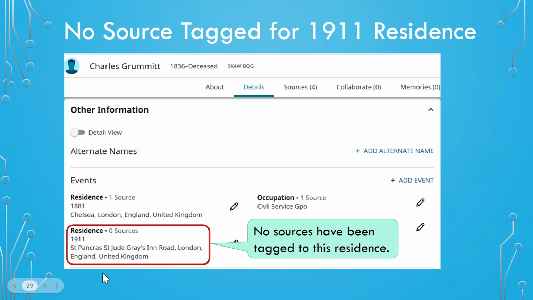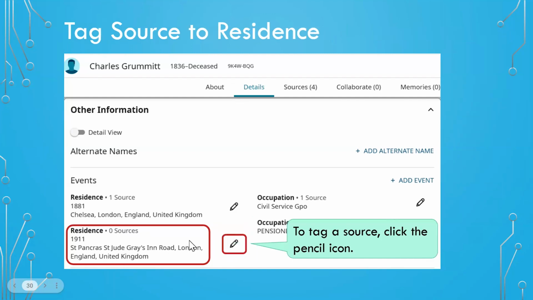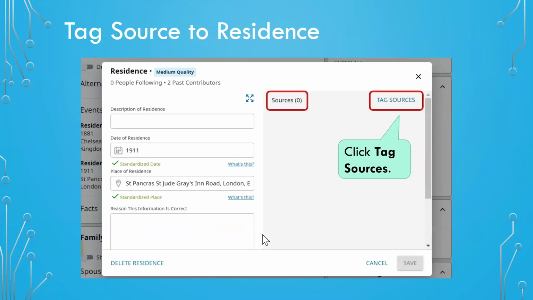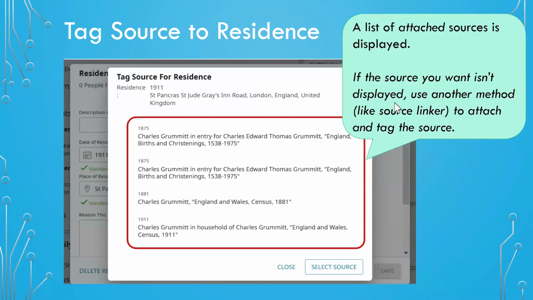Fortunately, it's super easy to tag a source to a bit of information. What we want to do, and you're probably noticing the pattern, is click the pencil icon. Once we do that, we get into the regular screen, but notice there's no sources listed. So we want to click Tag Sources. Then we get a list of attached sources, meaning sources that have been attached to this profile.